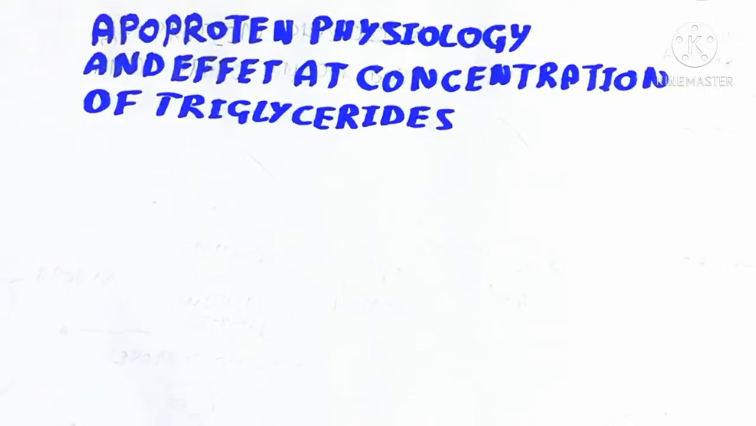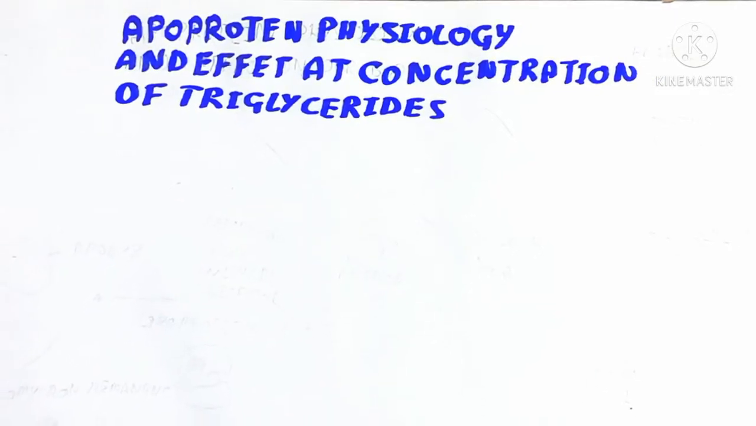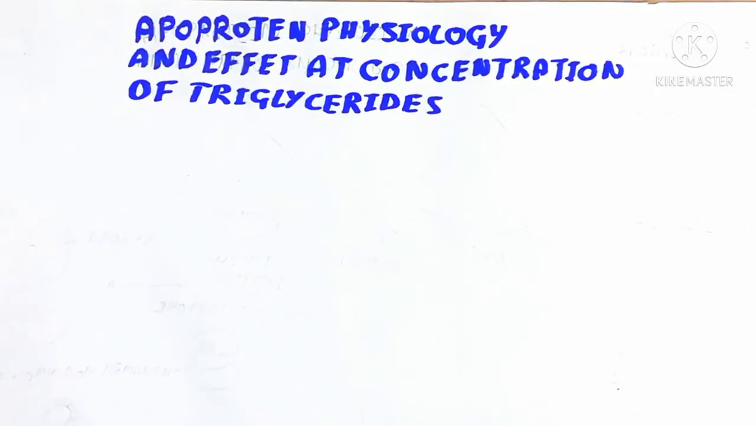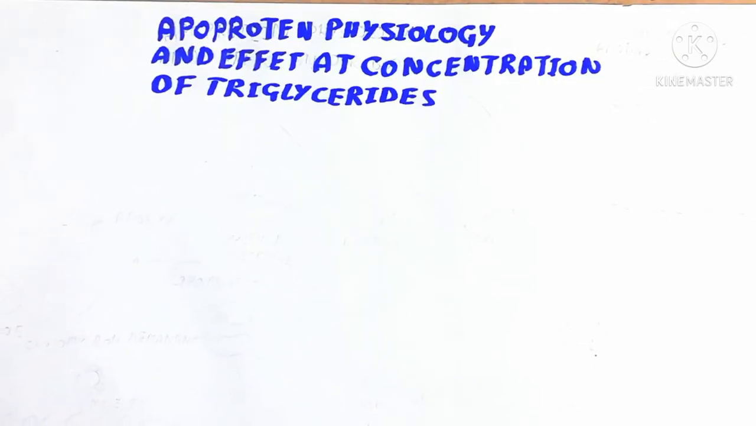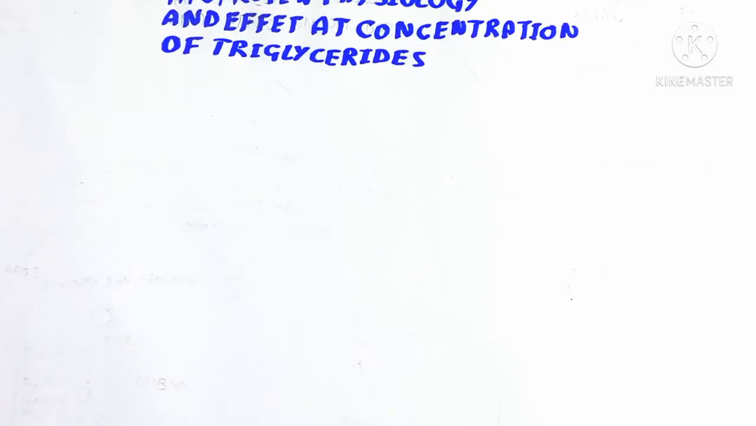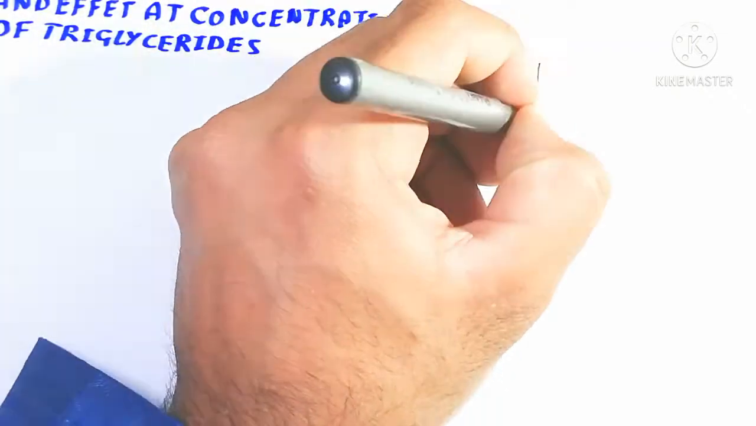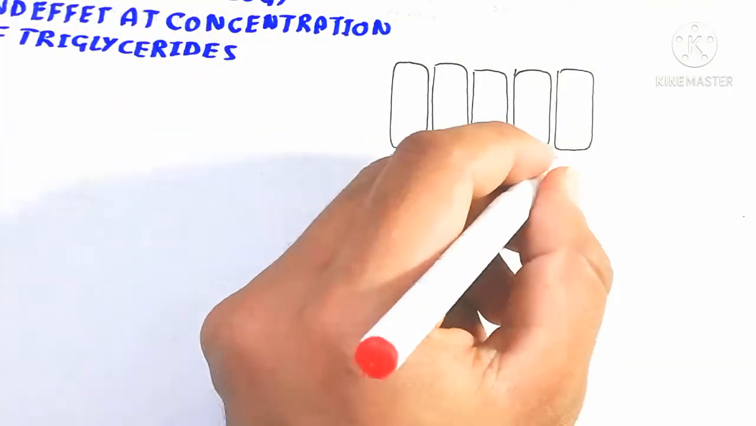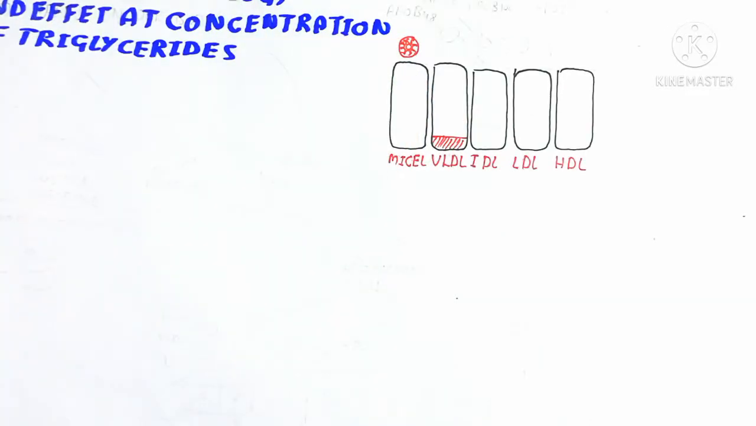So here we will discuss the lipoproteins and the apoproteins they contain. We will discuss the physiology of lipoproteins containing apoprotein, the effect on concentration of triglycerides, and the digestion of fat, obviously. So first of all, we will understand the apoprotein content on the lipoprotein.